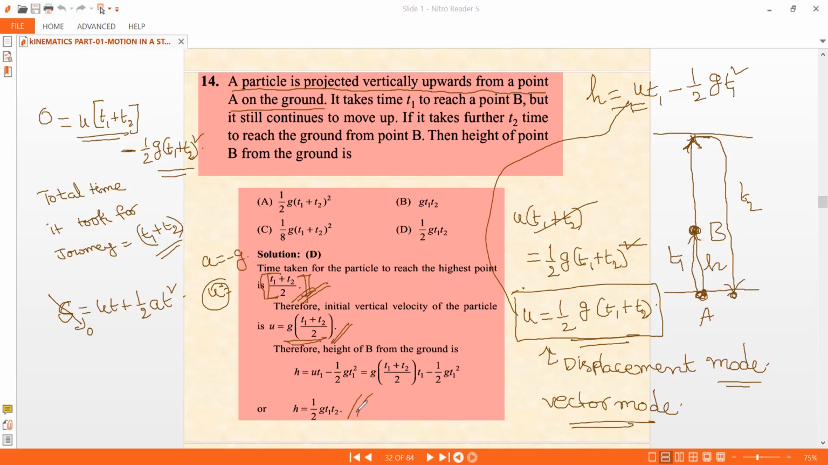So in between, how do we get this (T1 plus T2) by 2? That (T1 plus T2) by 2 is the time to reach the maximum height. The time to reach the maximum height is called time of ascent. Time of ascent is U by G. So U is what we got, half G into (T1 plus T2). So you substitute that divided by G, and G gets cancelled. So half (T1 plus T2). This is how you get the time of ascent. The time of ascent is the time it takes to reach the maximum height. So that's the complete story of this problem.